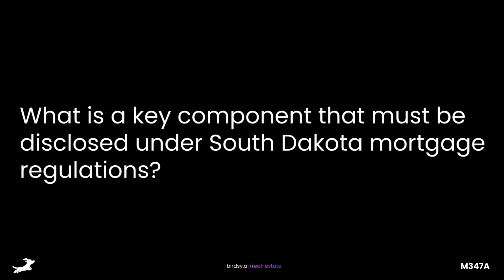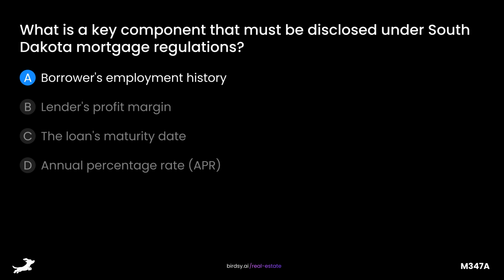What is a key component that must be disclosed under South Dakota mortgage regulations? Is it A, borrower's employment history, B, lender's profit margin, C, the loan's maturity date, or D, annual percentage rate? The answer is D, annual percentage rate.